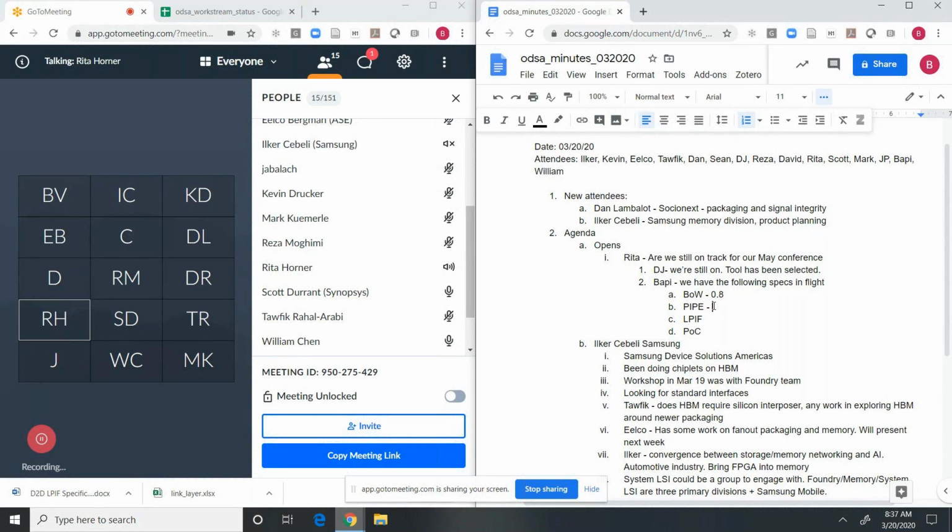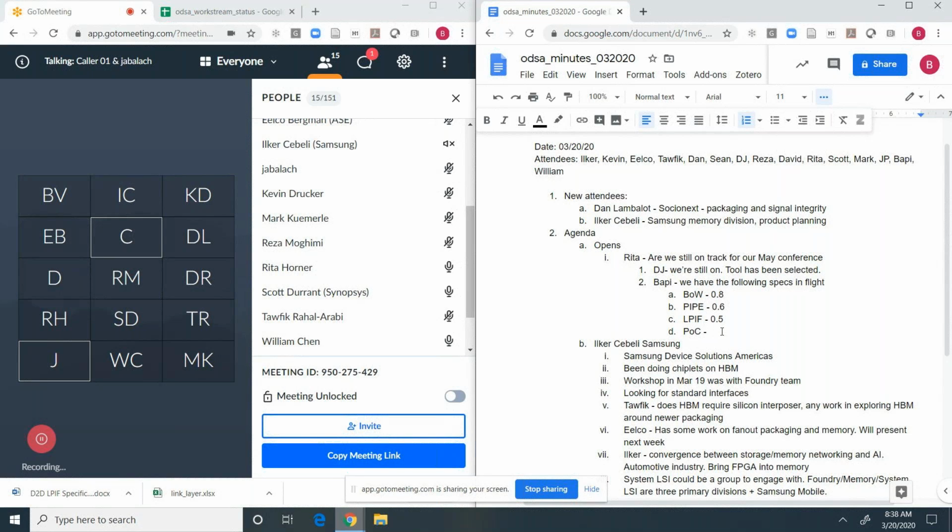For a pipe, I'd say 0.5. Actually, it's better than 0.5. I'm just making up numbers, but then we have a new LPIF spec, which is on a 0.5. And JP, I think we should be able to release POC documentation, right?